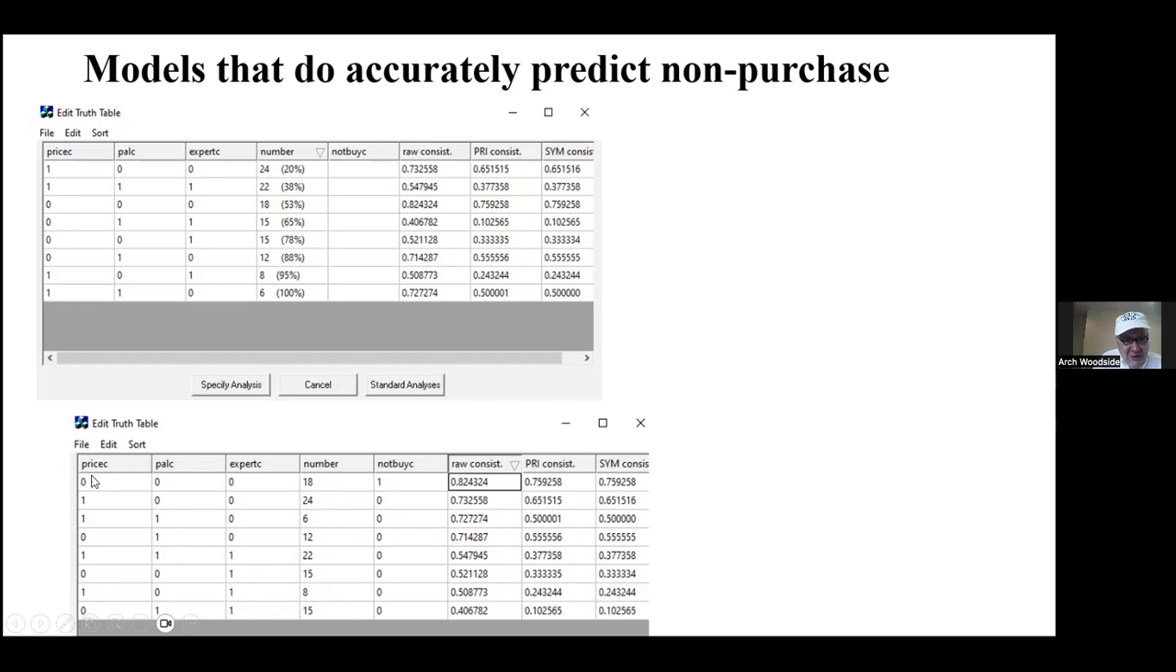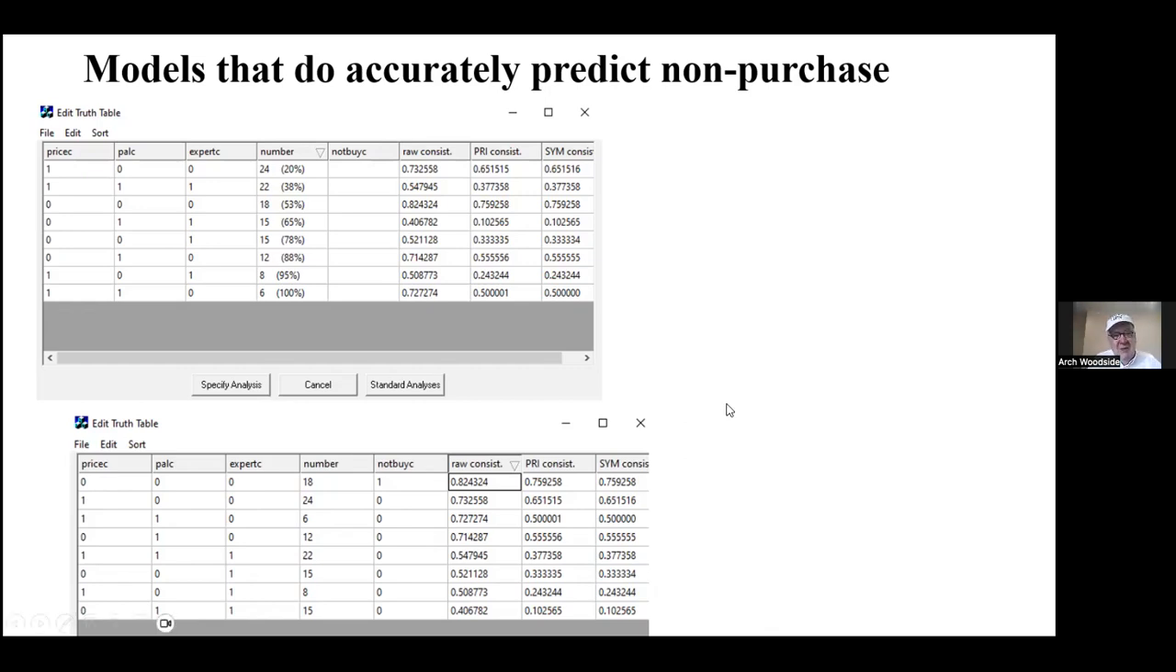And if you look at the first model down at the bottom here, you have 0 price, that means low price, 0 PAL, that means low PAL, 0 expertise, so it's low expertise. So low price, low PAL, low expertise. You have 18 cases in the model, versus the second model, you have high price, zero PAL, and zero expertise, and you have 24 people in that model.